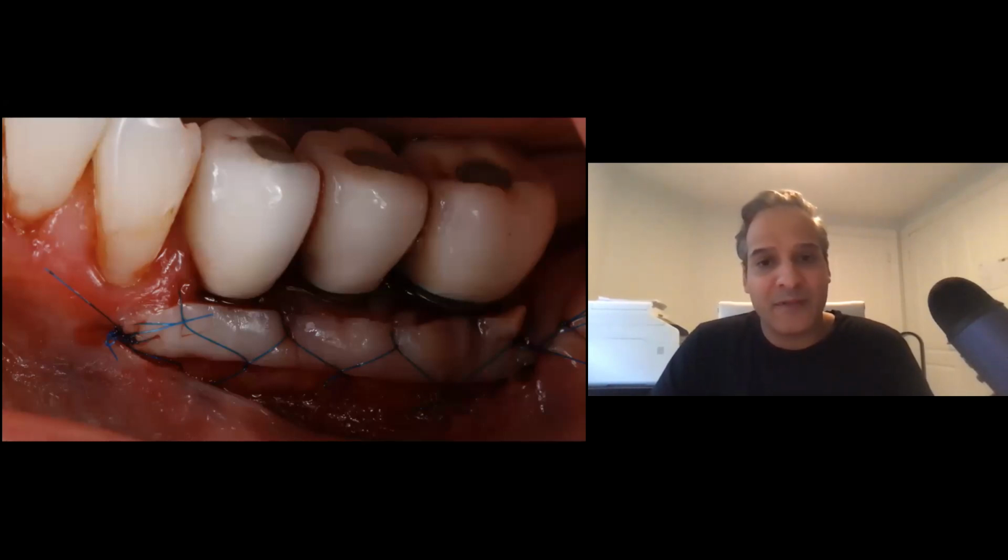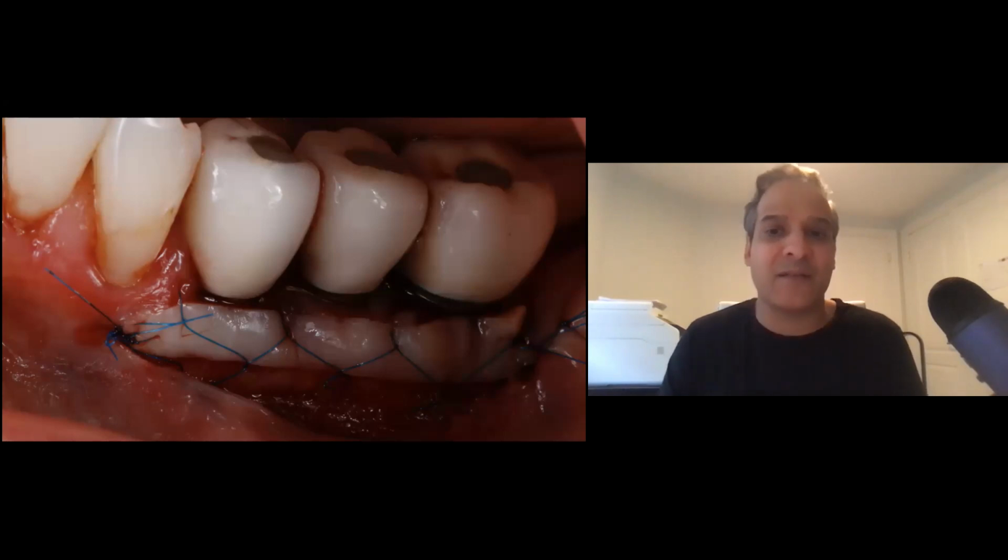We cleaned up the implants as well. Usually we clean everything up and clean the surface of the implants that are exposed. My goal is not to really cover any of that implant collar there. We just want a band of keratinized tissue, so I don't actually do anything to the exposed metal there.